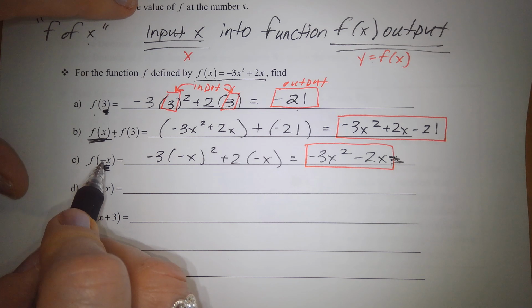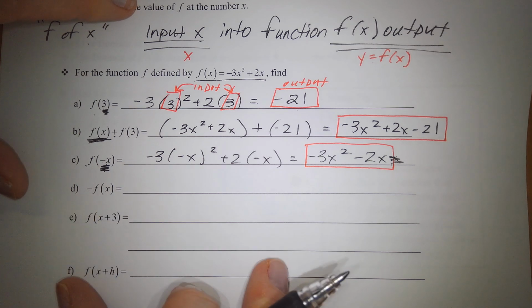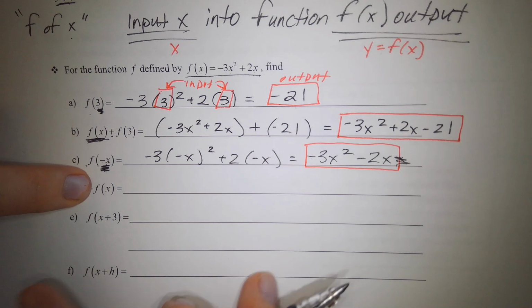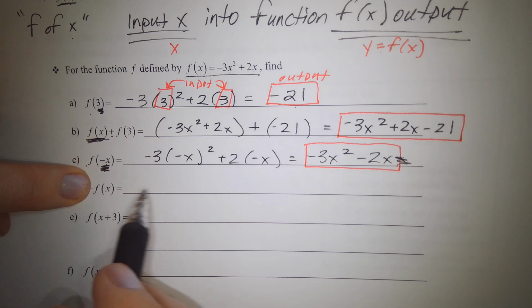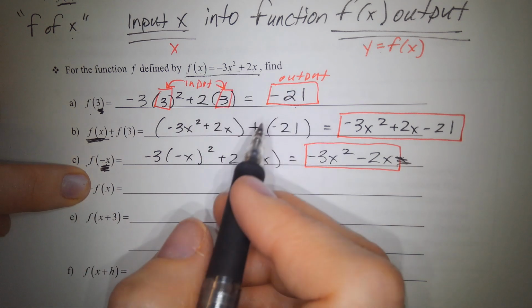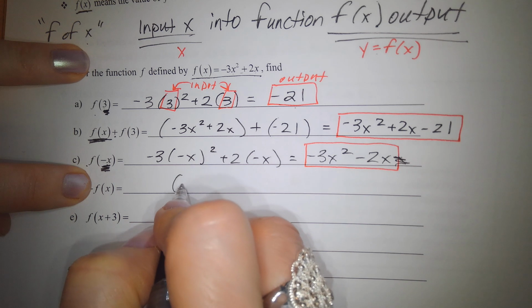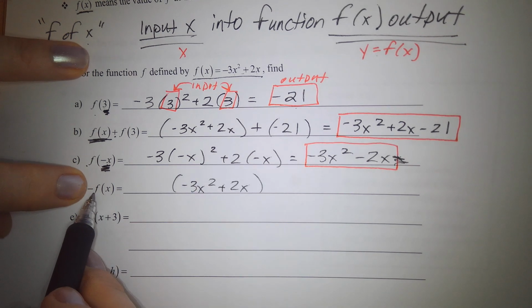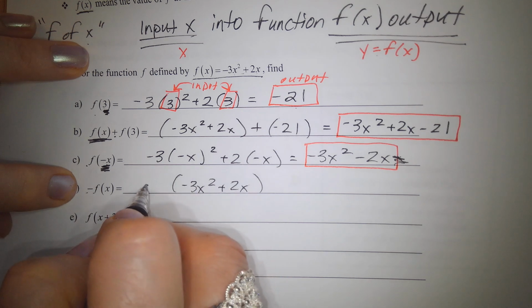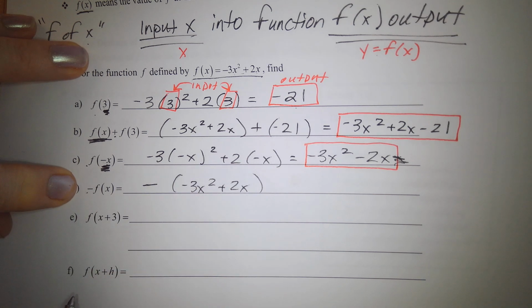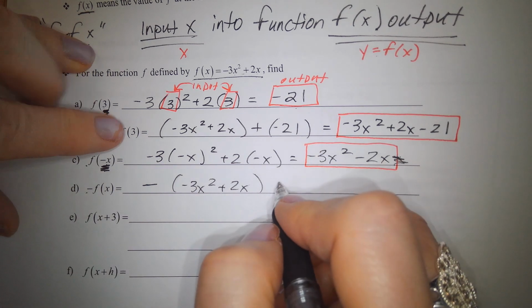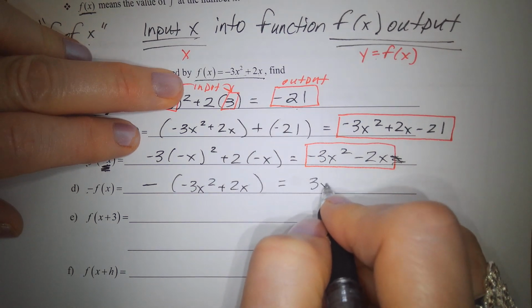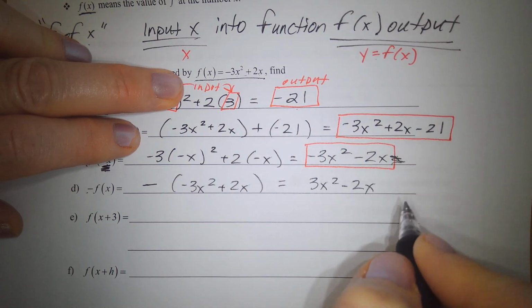This time the negative is not inside, it's on the outside. So we treat it as a multiplication. So we calculate f of x first, which is everything that's up here. So f of x is negative 3x squared plus 2x. Then we take a negative and we throw it in front of that whole function. So we distribute that negative sign inside, and it becomes 3x squared minus 2x.